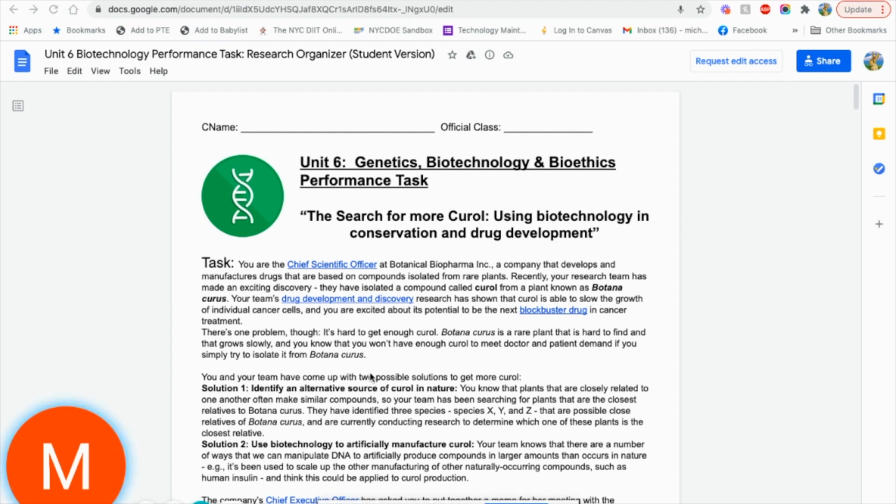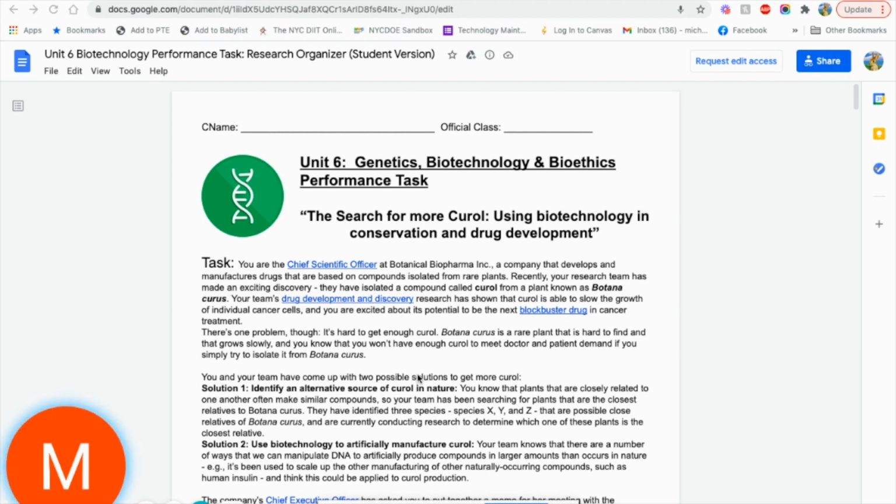So for this test, one of the coolest parts of performance tests is that the kids are actually able to take on a role throughout the process. It says: you are the chief scientific officer at a botanical biopharma corporation, a company that develops and manufactures drugs that are based on compounds isolated from rare plants. So the kids are going to actually pretend they're a chief scientific officer.